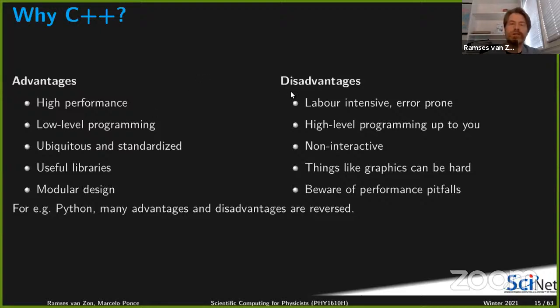Disadvantages of C++ are that it is very precise. What you give to the compiler has to be exactly right. And so you will get error messages that the compiler doesn't like your code. It doesn't even try to run it. And so that means it is somewhat more labor intensive. It is error prone, and that is true. So that's the price we pay.